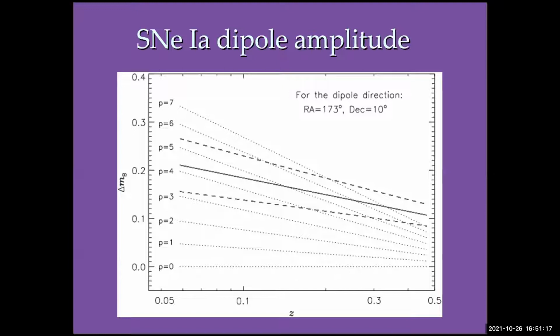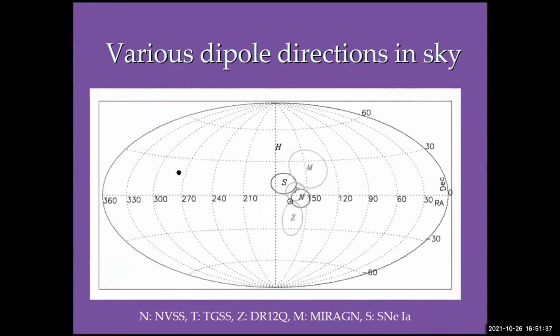So around this direction lies the dipole of supernova. The peculiar motion determined from supernova seems to be in this direction, which is about 2 sigma error bars from the CMBR, and the motion seems to be 4.2 times. Now, in this, I have plotted various dipoles observed: NVSS is this N, TGSS is T, this is from TR12K, 12Q, this is the redshift dipole that has also been observed. And this is from Mira AGN sources, and this is from supernova.